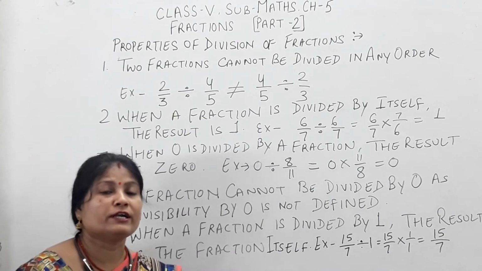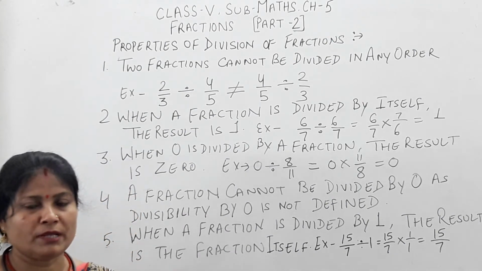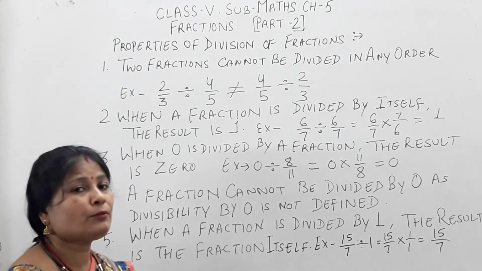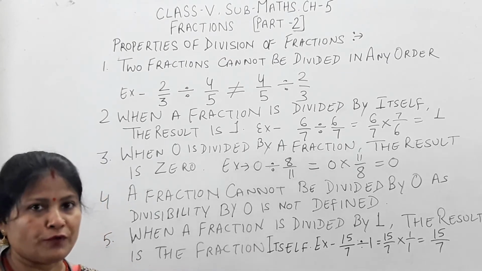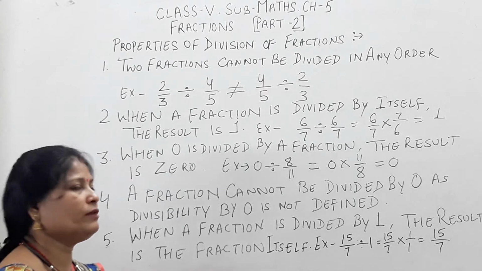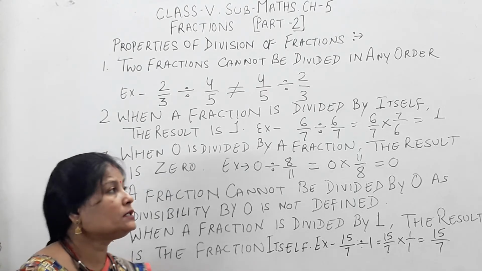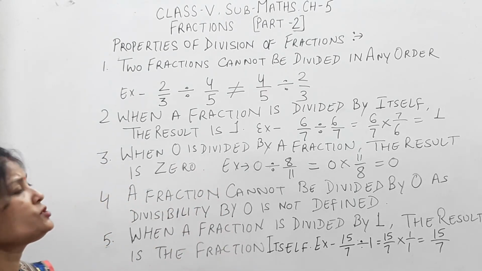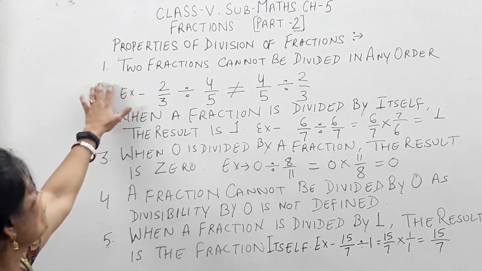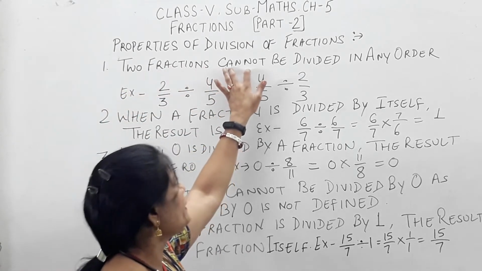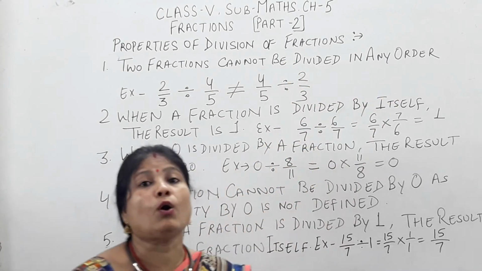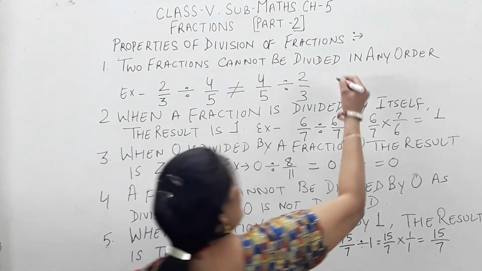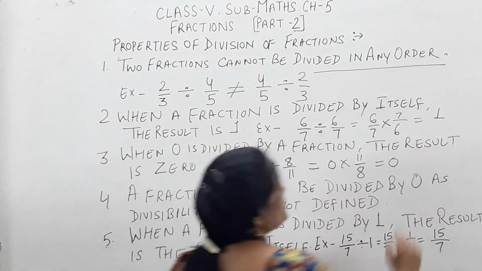Yes children, we have already discussed the properties of multiplication. Now let's move to the properties of division. We already know how to solve the division of two fractions or the division of a fraction and a whole number. Now moving to the properties. My first property: two fractions cannot be divided in any order. We will keep in mind that order is very important in division.